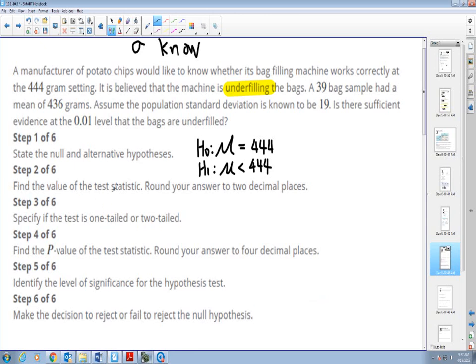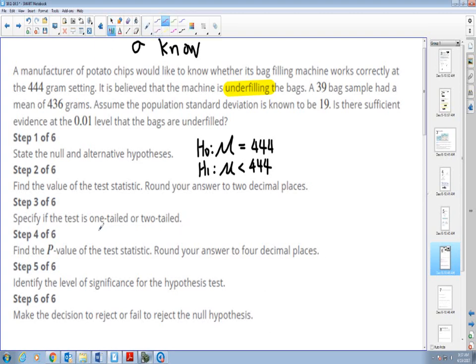Find the value of test statistics. Okay, we'll do that just in a minute. Step number 3. All right, less than, that would be what? Is it a 1 tail or 2 tail test? That's got to be a 1 tail test.